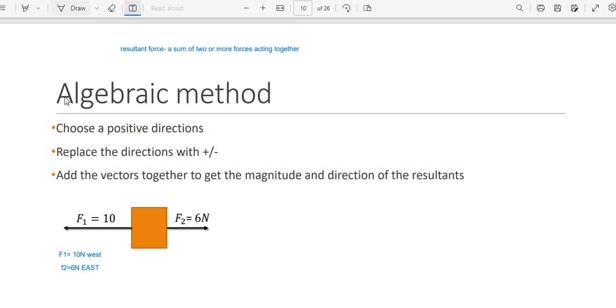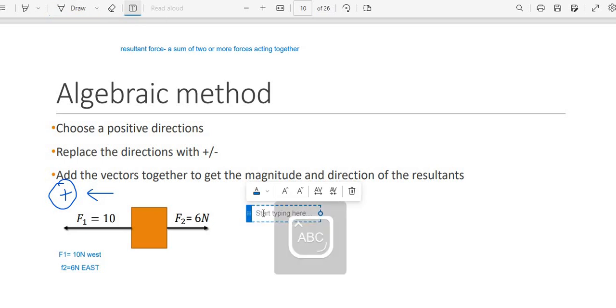So I am going to take west as positive. So you can use the arrow to indicate that direction, that will be the positive direction. Writing it down just makes it easy so that you do not forget. So our resultant will be equal to F1 plus F2.